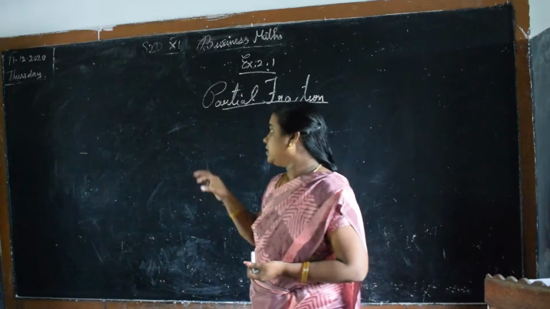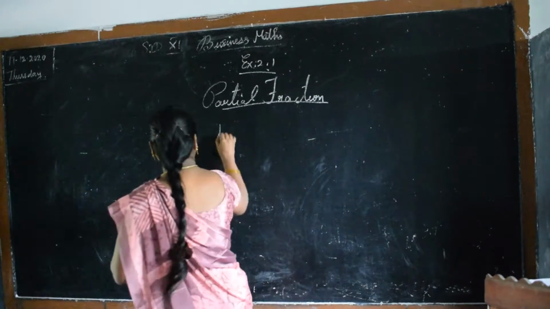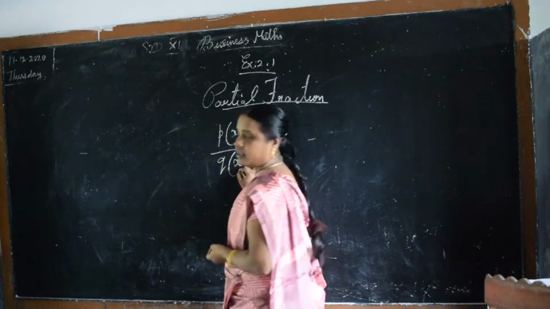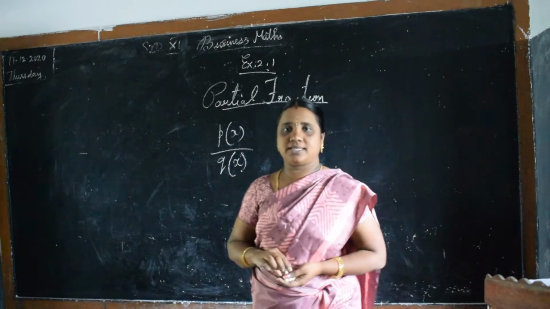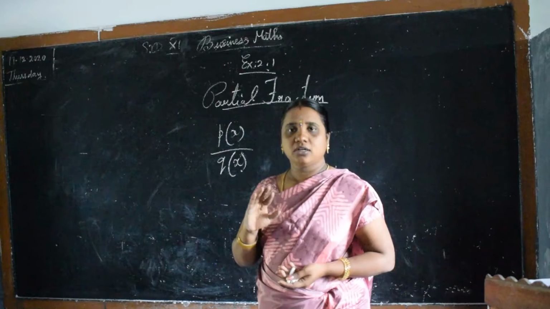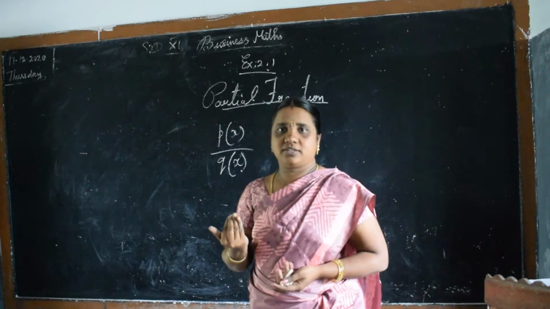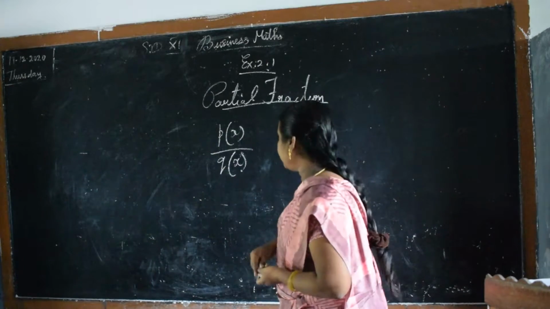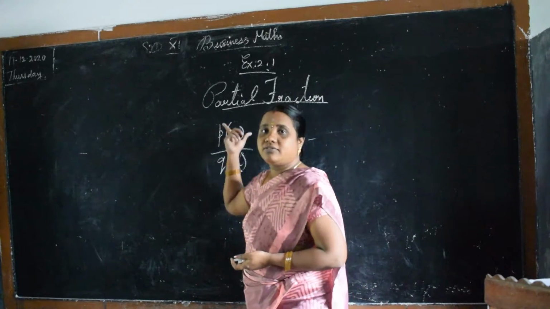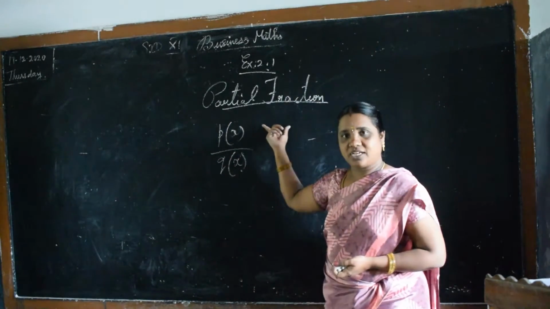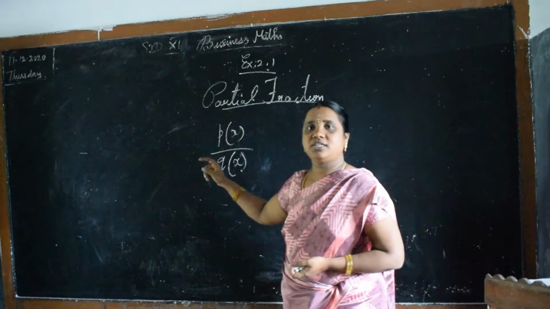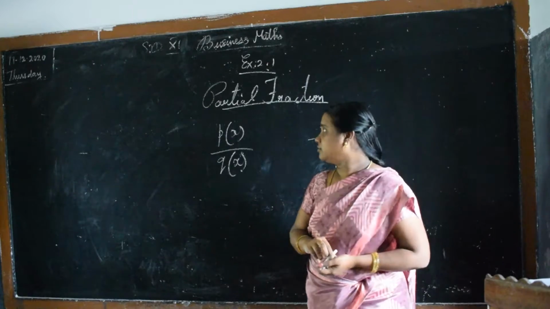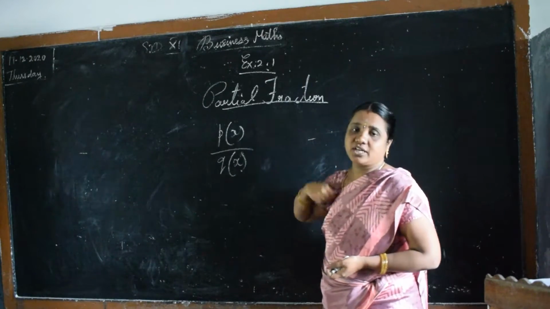See, suppose some rational expression is there, p of x by q of x. We can write this single rational expression as two or more rational expressions with sum or difference. That is known as partial fraction. We can write the single expression into two or more rational expressions. That is known as partial fraction.